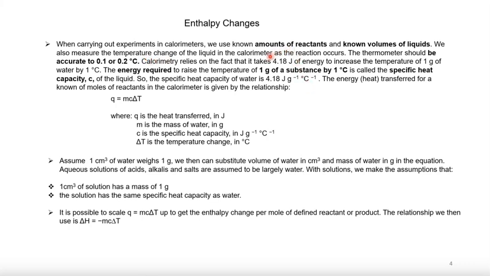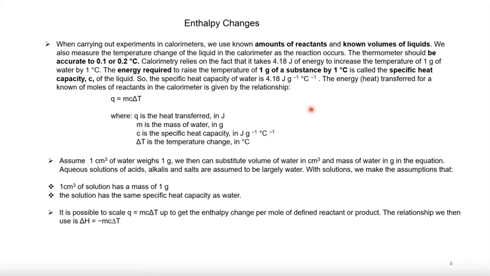Here we have 4.18 joules of energy needed to increase the temperature of 1 gram of water by 1 degree Celsius. The energy required to raise the temperature of 1 gram of substance by 1 degree Celsius is what we call the specific heat, symbolized by lowercase c. So the specific heat of water is 4.18 joules per gram per degree Celsius.